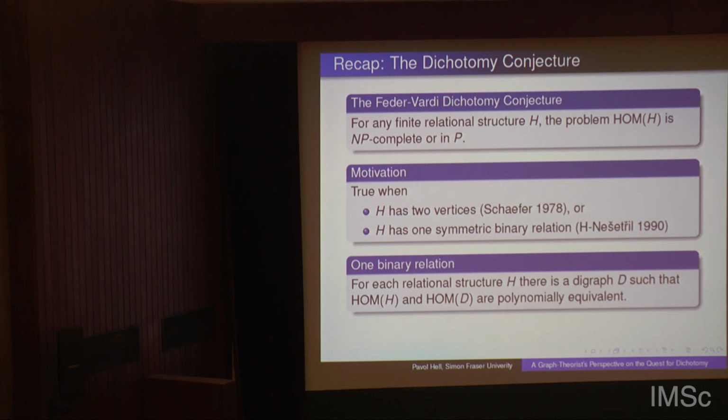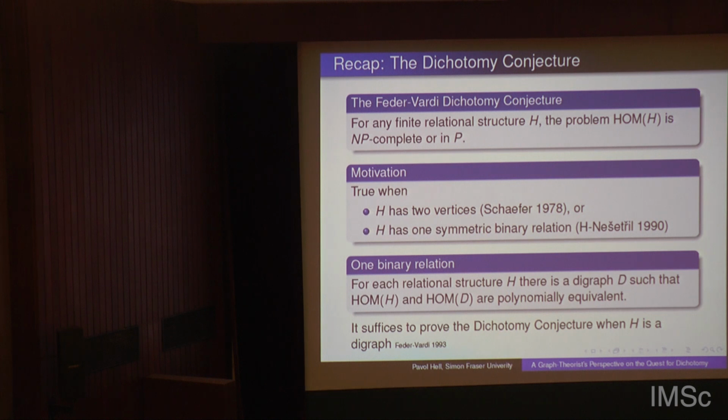Now, you notice that I only talked about undirected graphs. What would happen if we had a single binary relation, but not necessarily a symmetric one, just a digraph? The homomorphism problem for digraphs makes perfect sense, but it's a different kind of animal. Those problems are as hard as all of CSP. And in fact, Feder and Vardi proved that it's enough to prove the dichotomy conjecture for one binary relation, as long as you don't assume it's symmetric.